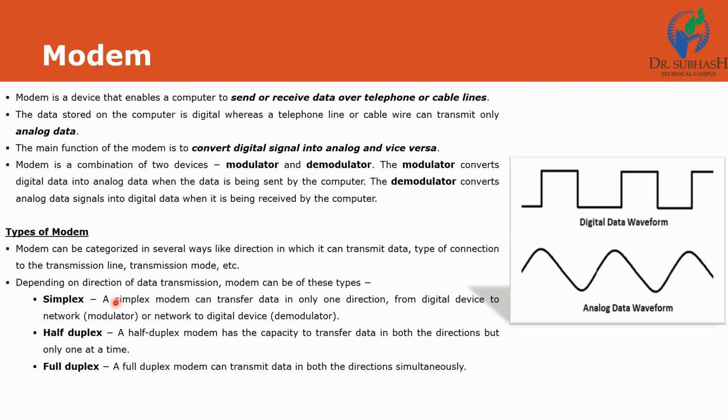In simplex, a simplex mode can transfer data in one direction. Half duplex has the capacity to transfer data in both directions, but the limitation is that only one can send at a time. And in full duplex, in any direction you can send data at the same time.